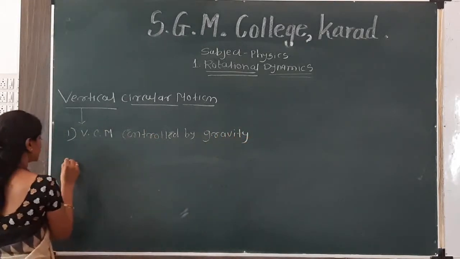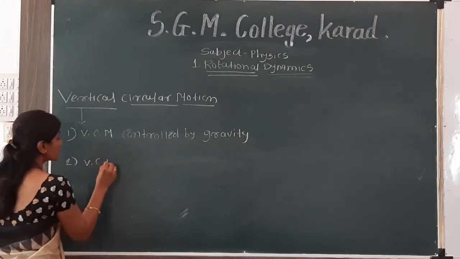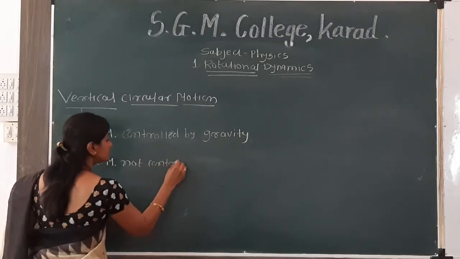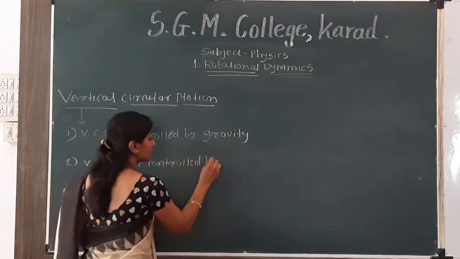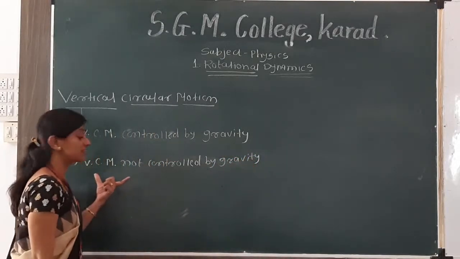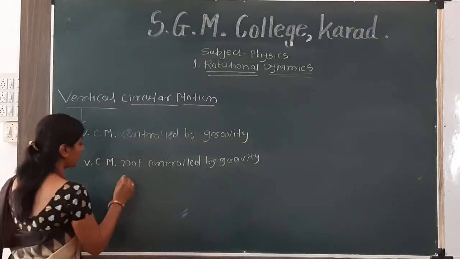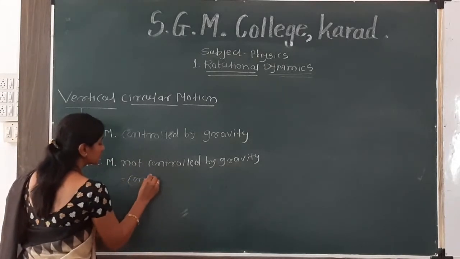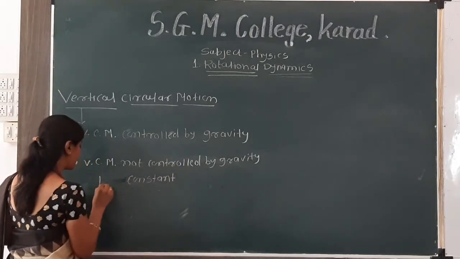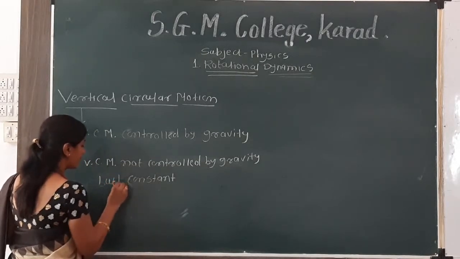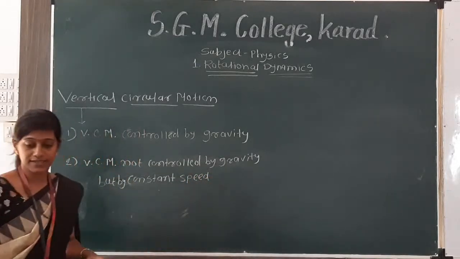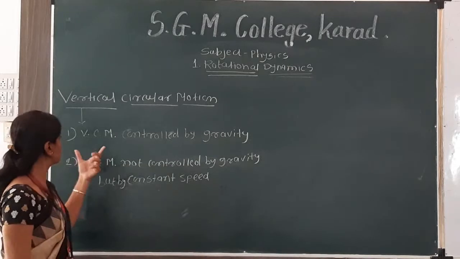And the second type is vertical circular motion not controlled by gravity. In this type, the vertical circular motion is controlled by constant speed. Let me discuss that, and then we will see an example of that vertical circular motion.